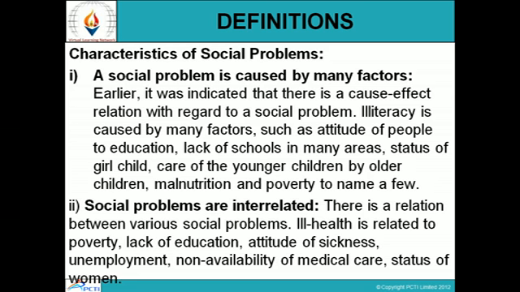Characteristics of social problems. First, a social problem has multiple causes. It was indicated that there is a cause-effect relation with regard to a social problem. Illiteracy is caused by many factors such as attitude of people to educate, lack of schools in many areas, status of the girl child, care of the younger children by older children, malnutrition and poverty, to name a few.